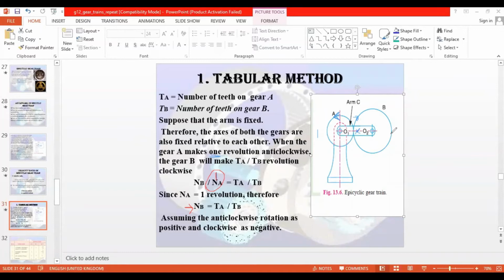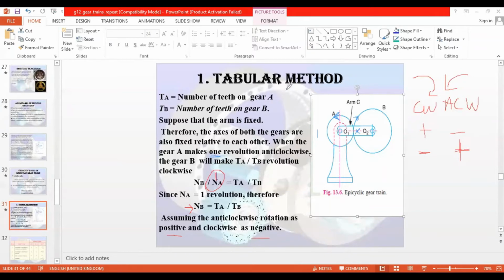Assuming the anti-clockwise rotation as positive and clockwise as negative. When we use the tabular method, if we consider clockwise motion as positive, then we should consider anti-clockwise motion as negative. Or if you consider clockwise as negative, then you should consider anti-clockwise as positive. This is a must rule in the tabular method. So if you assume anti-clockwise rotation as positive, then you should consider the clockwise motion as negative.